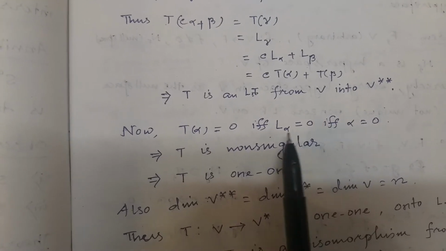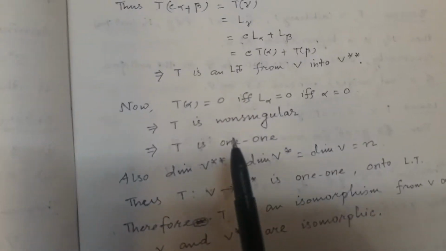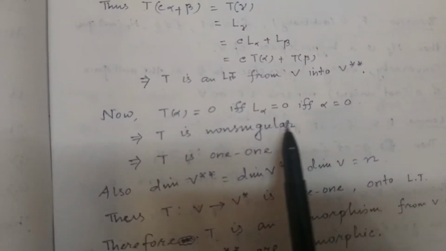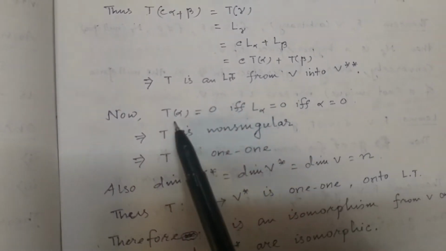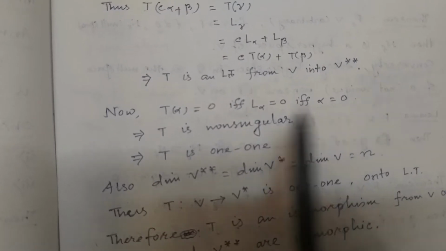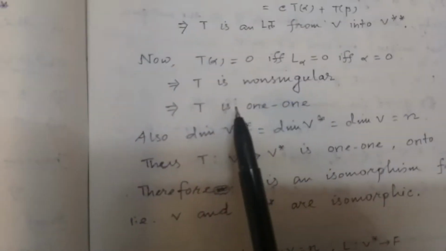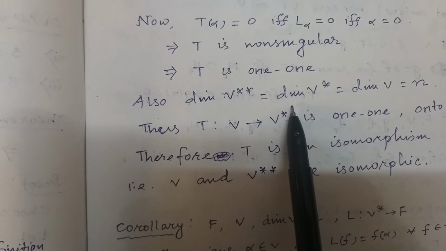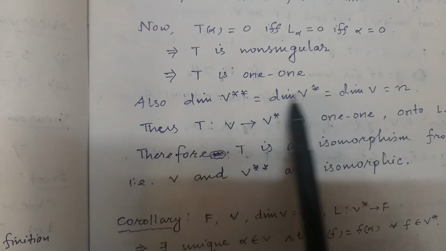Clear? According to the definition of T, T alpha equals L alpha. So T alpha equals 0 if and only if L alpha equals 0. Again, L alpha is 0 if and only if alpha equals 0. That means T alpha is 0 if and only if alpha is 0, which means T is a non-singular linear transformation. And this implies T is also one-one. Again, the dimension of V double star equals the dimension of V star equals the dimension of V equals n. So all the dimensions are equal.